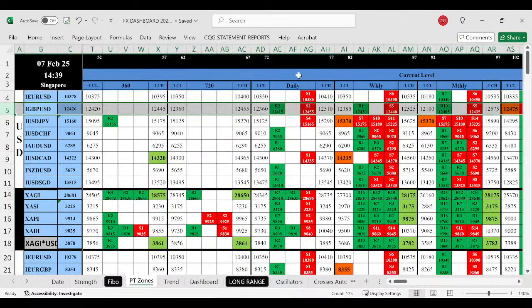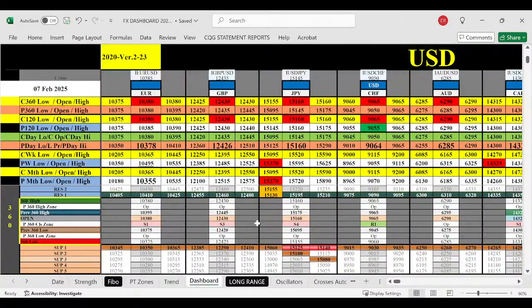On the PT zones, we are seeing mixed signals on the daily. We have one buying force and one selling force, which is flat. Then on the weekly, we are seeing some weakness. Right now the market is trading at 12425, so we should be looking to buy slightly cheaper. Then expect 12455 to be tested, and of course if it breaks, then we should see the price heading towards 12510. This PT zones is also giving us a similar picture.